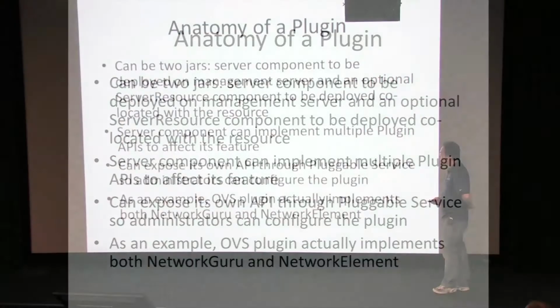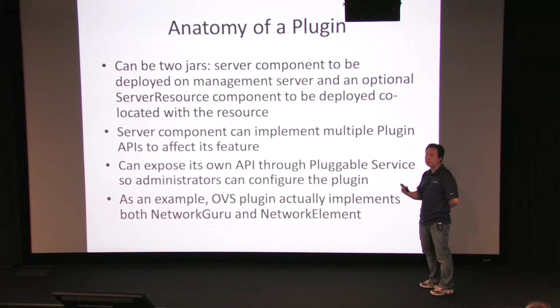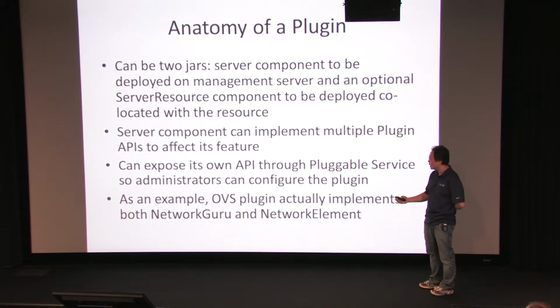As an example, one thing I want to go through is our OBS plugin. OBS is our implementation of SDN, and what it has to implement is two different interfaces. There's the network guru, because in CloudStack, the network guru defines our network. It understands how to segment the network and how to issue the IP addresses. If it's IPv6 IP addresses, they can be issued there, so someone can add that type of functionality into CloudStack.